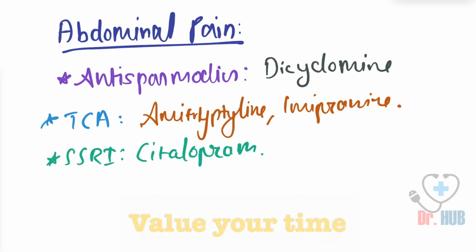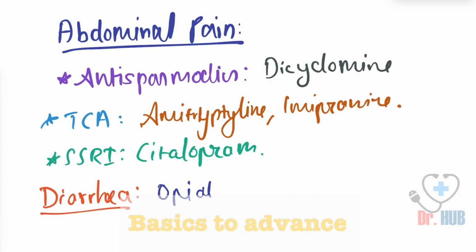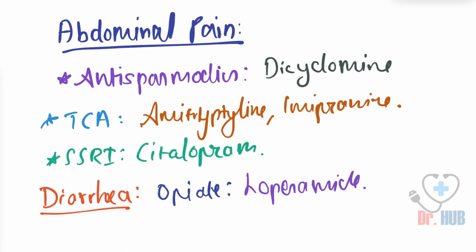Then we look at how to handle diarrhea. So next, irritable bowel syndrome can be associated with diarrhea. For diarrhea, we have the opiate. So opiate is nothing but loperamide, and there is also the 5-HT3 antagonist. So the 5-HT3 antagonist is nothing but alosetron.